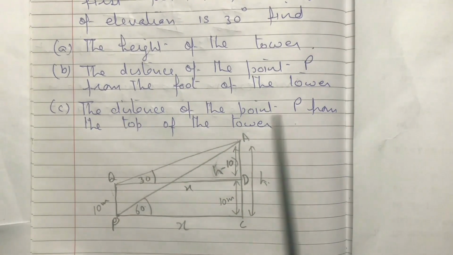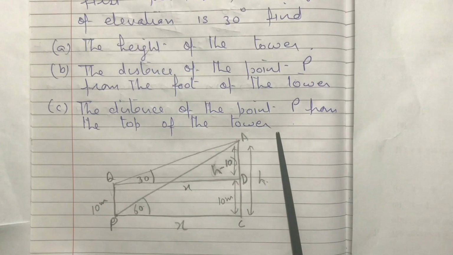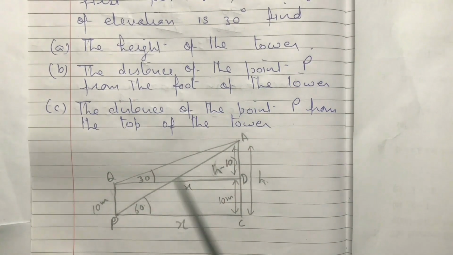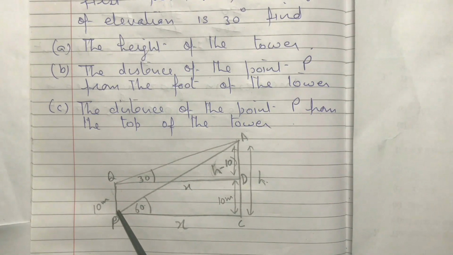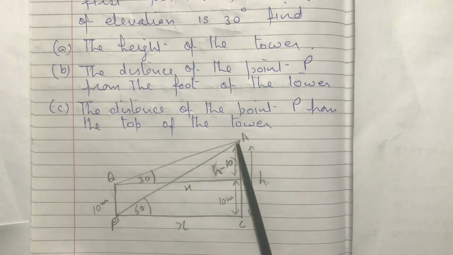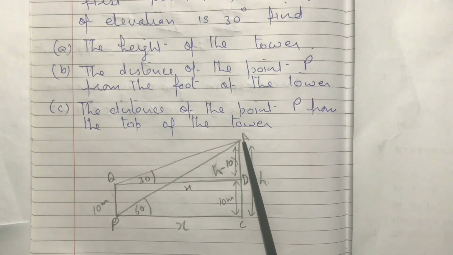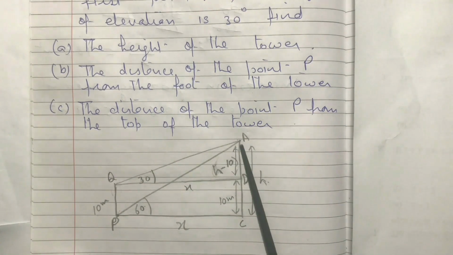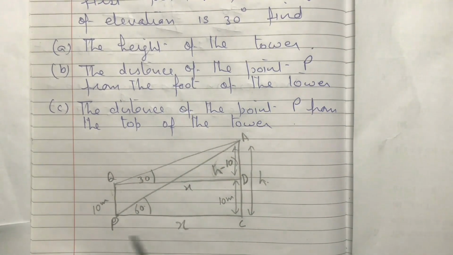Third is the distance of the point P from the top of the tower. It means I am to find this AP. So we have to find three answers. Now see here. First I'll discuss this triangle ACP because this is 90 degree.